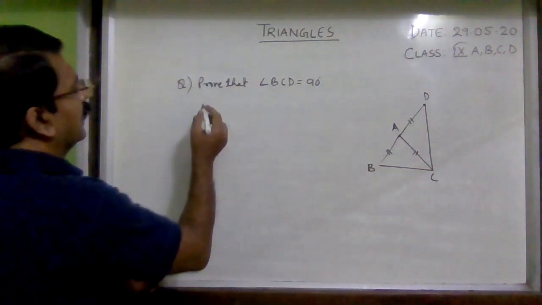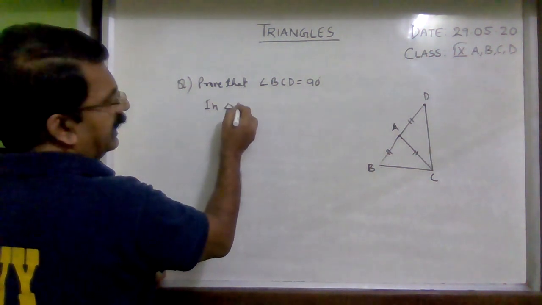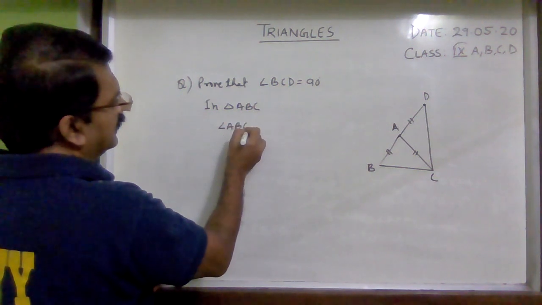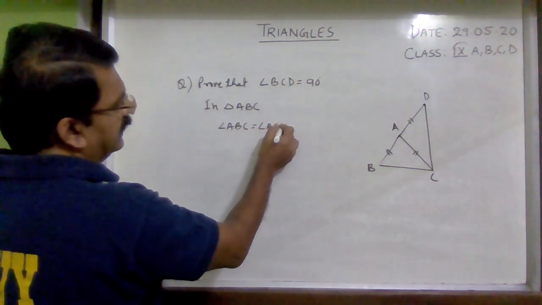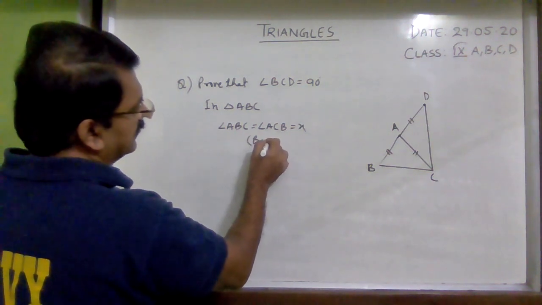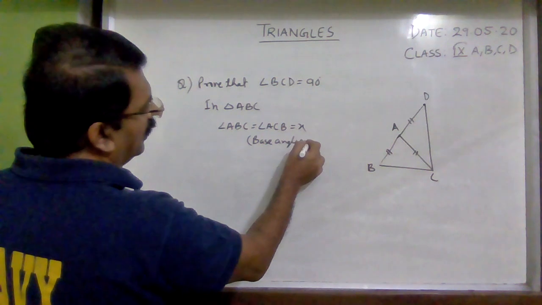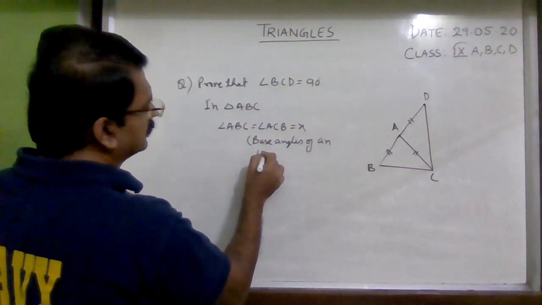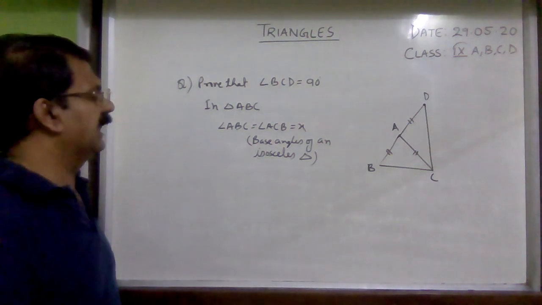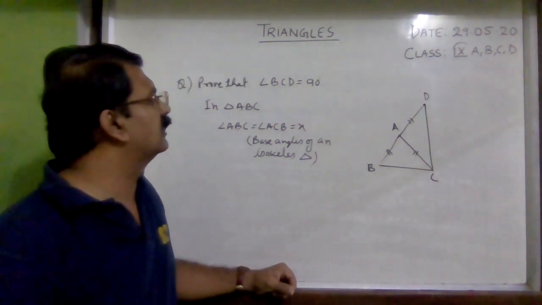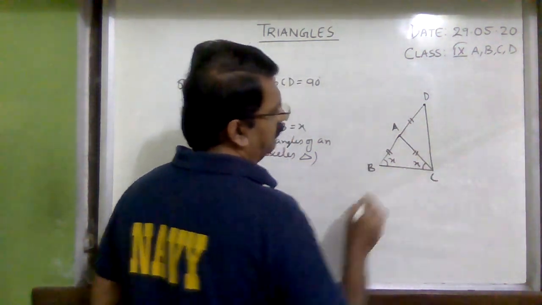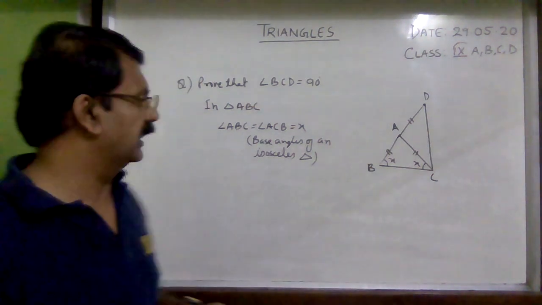Now you see, in triangle ABC, angle ABC is equal to angle ACB is equal to X. Base angles of an isosceles triangle. Okay, angle ABC is equal to angle ACB, we let that angle be X, and why are they equal? Because they are base angles of an isosceles triangle.